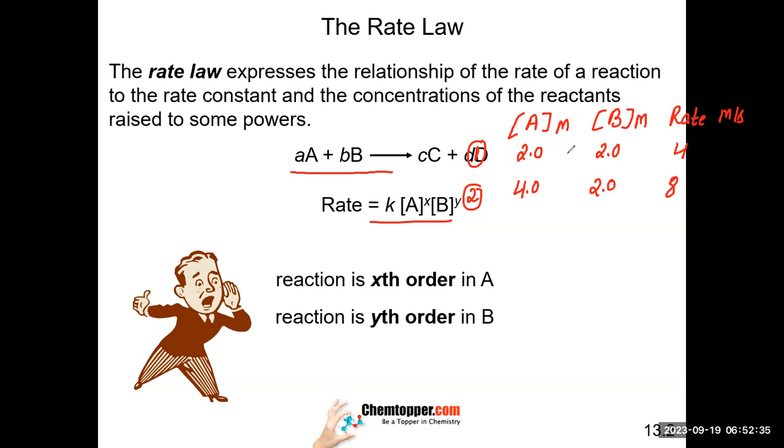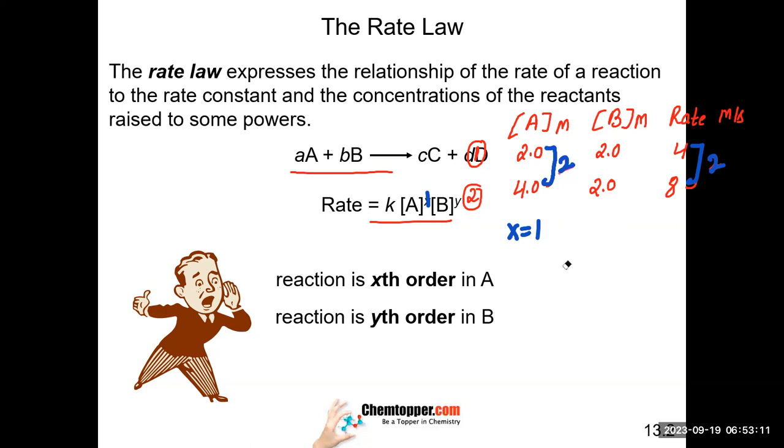So as I double the concentration of A, the rate is increasing by 2 times, right? You increase this by 2 times, this is also increased by 2 times. That means X is equal to 1. Order is 1, because it's 1:1. Correct?